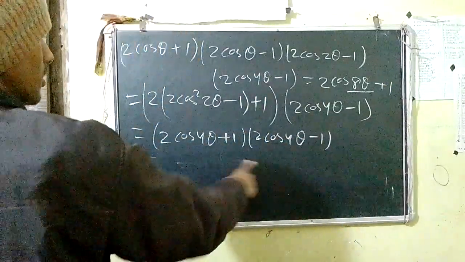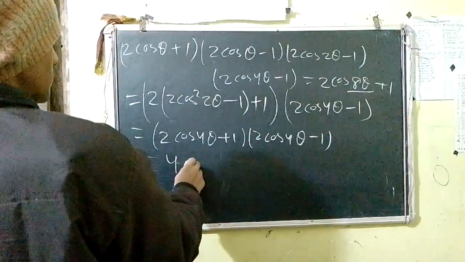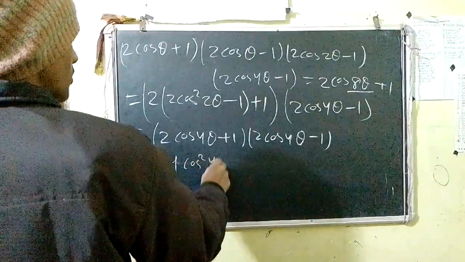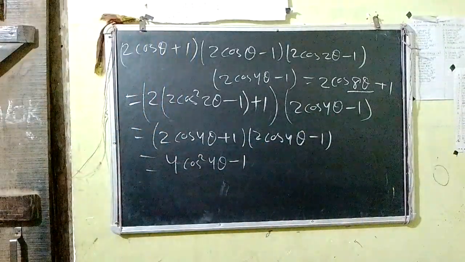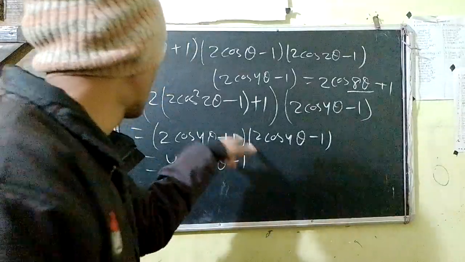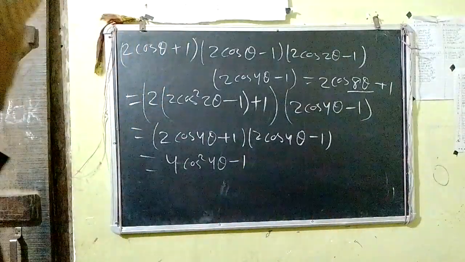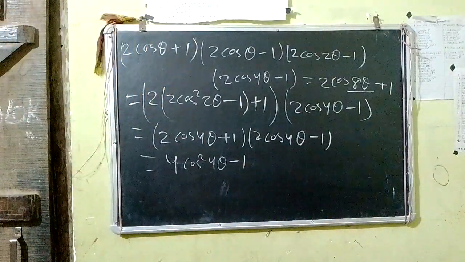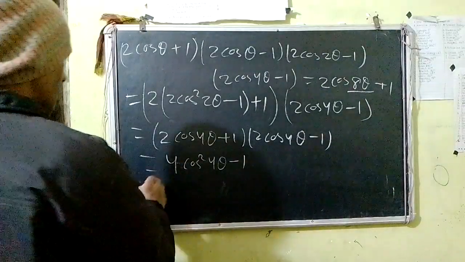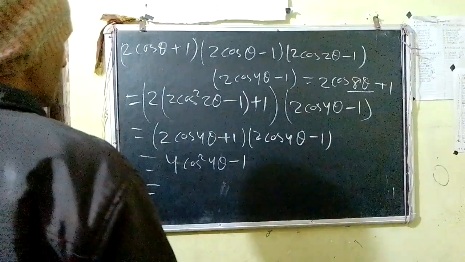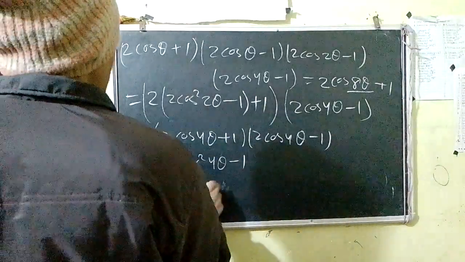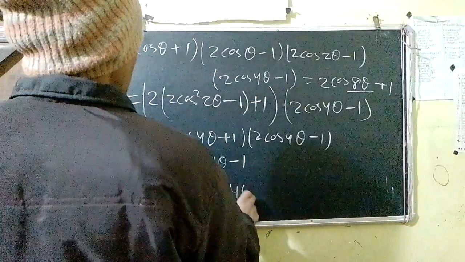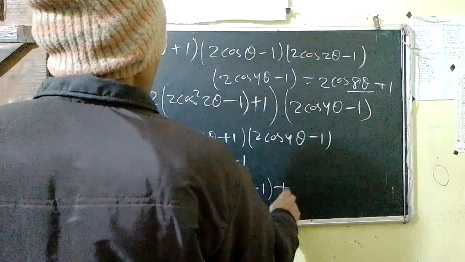Now this will become 4 cosine squared 4 theta minus 1. Just doing the algebraic manipulation: distribute all of them, and you get 4 cosine squared 4 theta minus 1. Now again it looks familiar. What does it look familiar to? Let's take 2 common so it becomes familiar. So we're going to have 2 cosine squared 4 theta minus 1 plus 1.